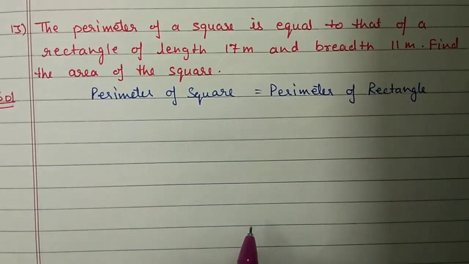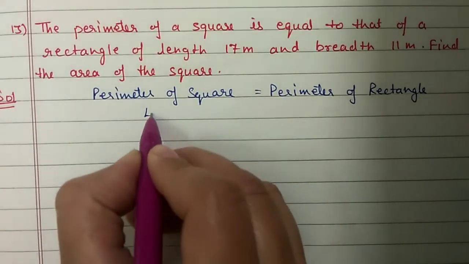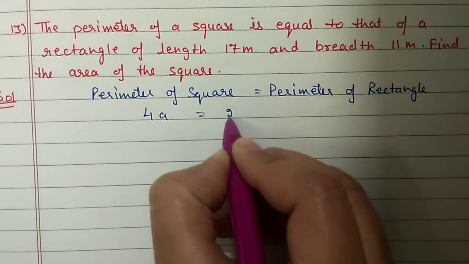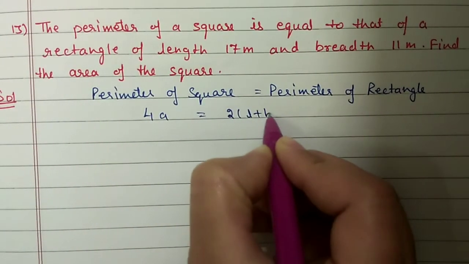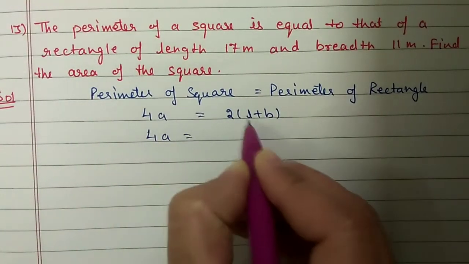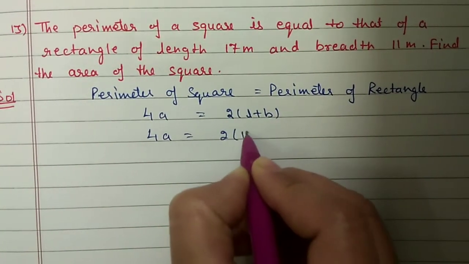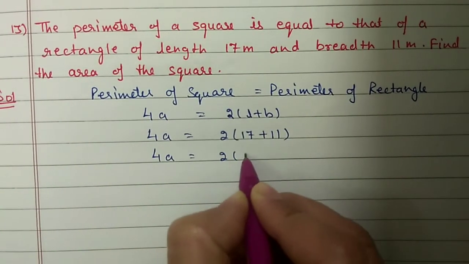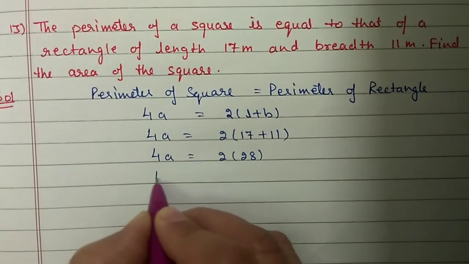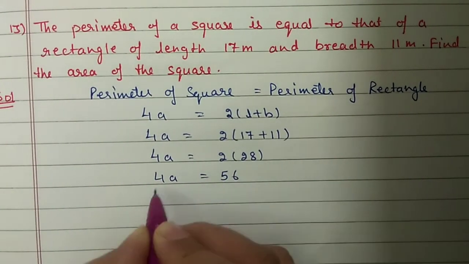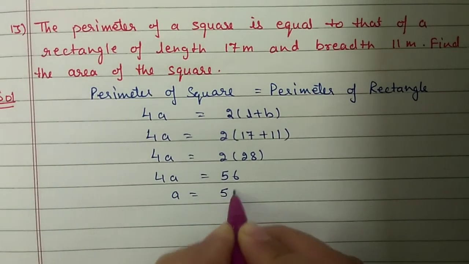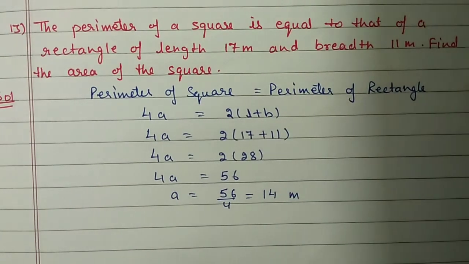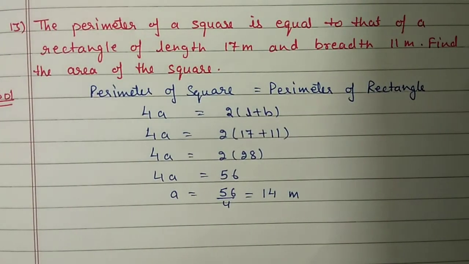If we take one side of a square as a, then perimeter will be 4a. And for rectangle, length and breadth, if we apply the formula, then it will be 2 into (l plus b). So 4a is equal to 2 into (l plus b), and l and b are given. We can substitute 17 plus 11. 4a equal to 2 into 28, equal to 56. And this 4, if we shift to the other side, we will get 56 by 4. After cancellation, we will get 14 meter. It means each side of this square is 14 meter.